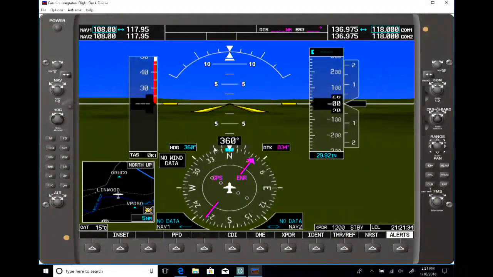Now, if we look here at the G1000, how do we do this? Well, guess what this is up here? This is going to be our turn coordinator right here, this big triangle and this bar underneath it. And the way that works is this.